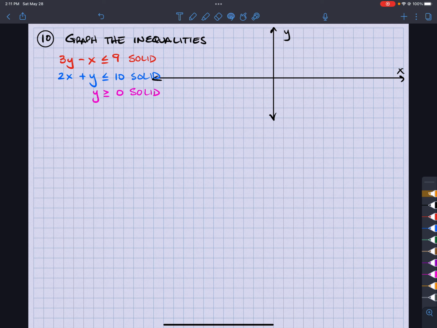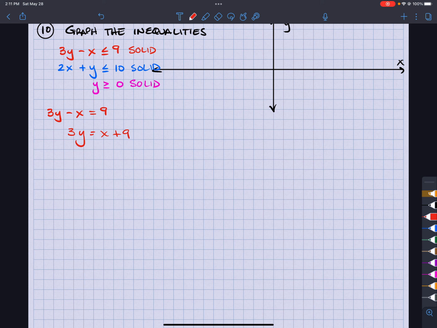So first thing I'm going to do is take this first one. Now that I determined it's going to be solid, I can go ahead and get rid of this and just make it an equal sign. And to graph this line, I'm going to have to get the y by itself. So I'm going to add the x over to the other side. So I'm going to have 3y equals x plus 9, all right? Then I'm going to divide every single term by 3. So I'm going to have y is equal to 1/3 x plus 3.